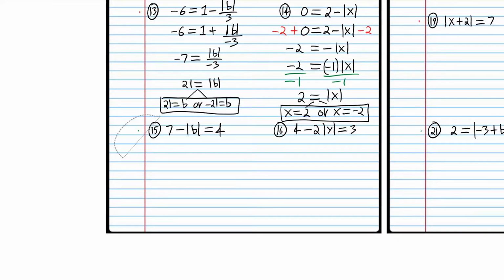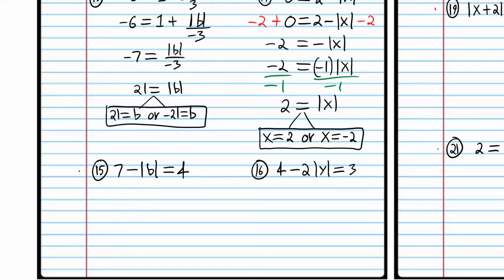Let me move this down a little bit. Go into attempt number 15. Remember, this negative goes with this. So when you take away the 7, the negative is not going anywhere. So be very aware of that. So try number 15, and when you come back, we'll do it together.